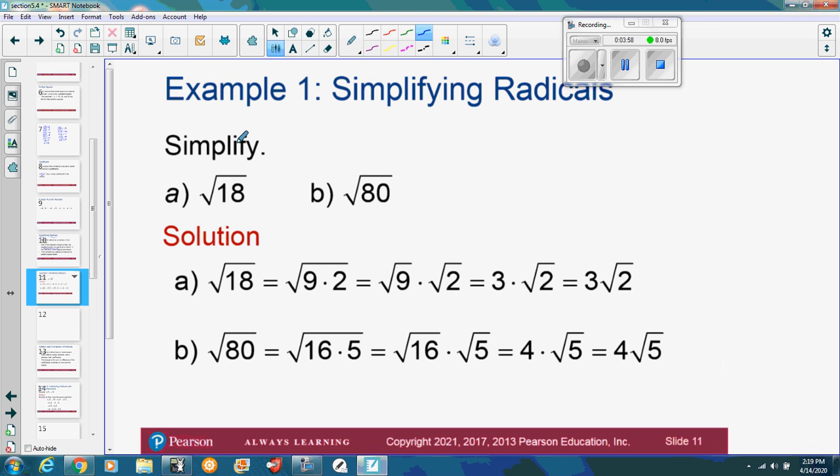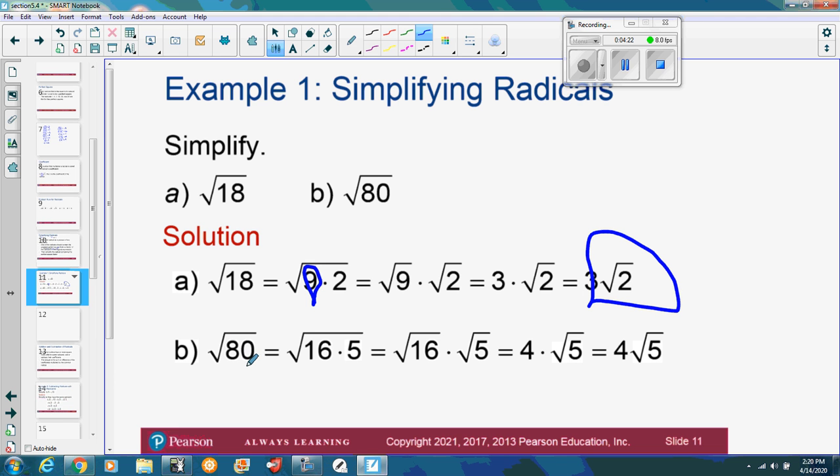So if we want to simplify radical 18, that is equivalent to radical 9 times 2. And the reason we don't use 6 and 3 is because we want a number that's a perfect square. So one of them has to be a perfect square or you're not doing it. So the square root of 9 is 3, so our final answer, simplified, is 3 radical 2.